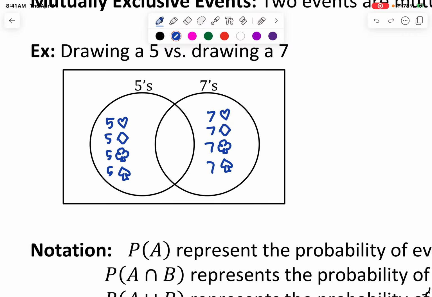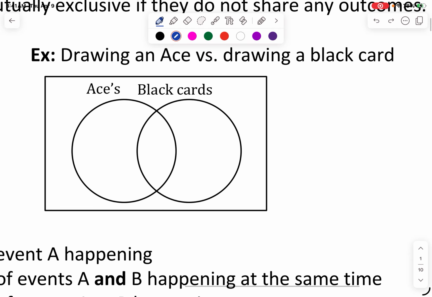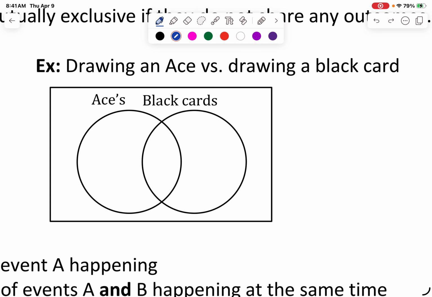Now, if you're like, what? This is an example that is not mutually exclusive, and I think it's easier to make sense of mutually exclusive when you see not mutually exclusive. So if I wanted to look at a deck of cards and ask which cards are aces versus black cards, there are 4 aces in a deck: the ace of hearts, the ace of diamonds, ace of spades, ace of clubs. And then there are 26 black cards in the deck. Half of the deck is black cards. There are 52 cards in the deck, and half of them are black.